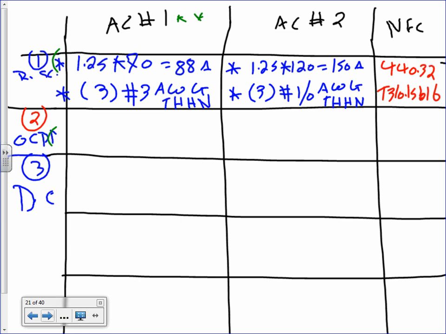Can you guys write yourself a note? This value and this value, the manufacturers call these two values minimum circuit ampacity. Minimum circuit ampacity. These two values are very, very important.